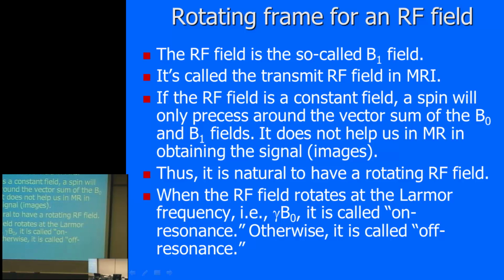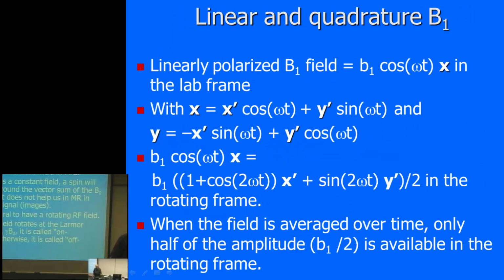And then the last bullet I kind of covered. Just because we want, in this rotating frame, to see a static spin, that's why we want this RF coil to resonate at the Larmor frequency. So in other words, the RF field rotates at the Larmor frequency. That's a very strange way to say it, but that's actually the meaning.